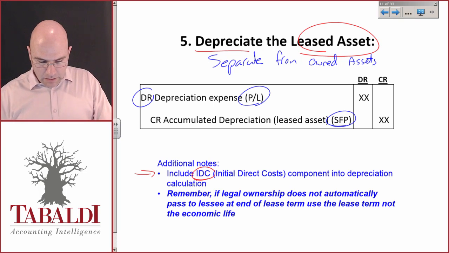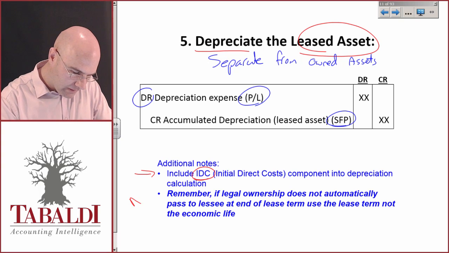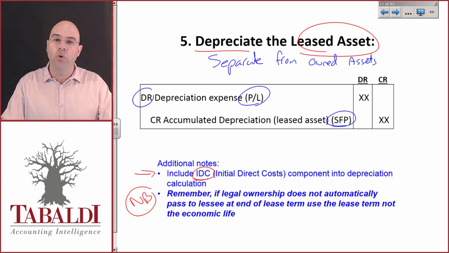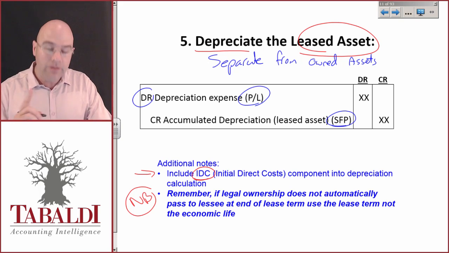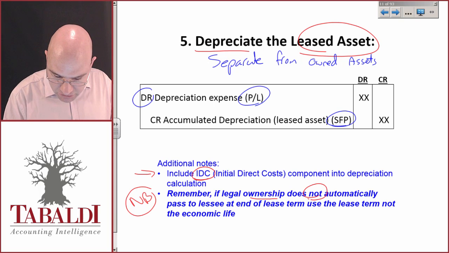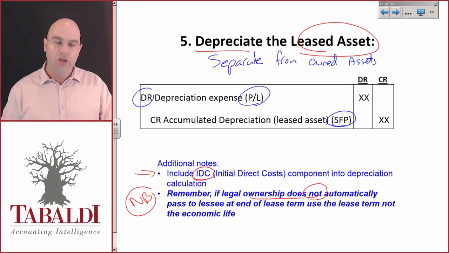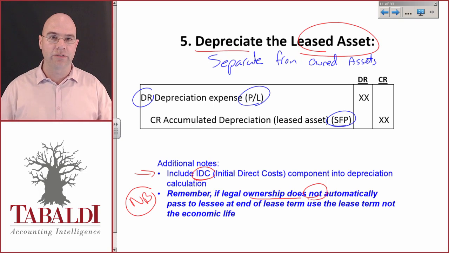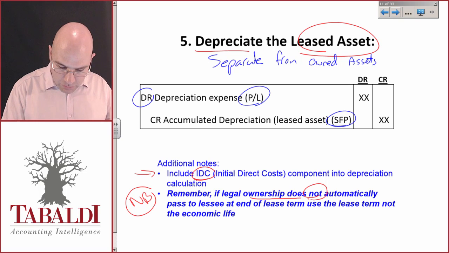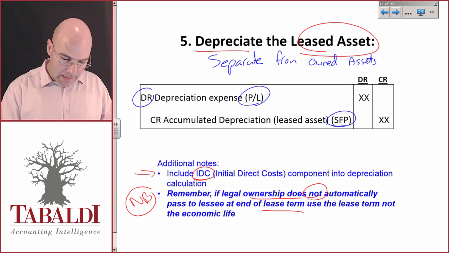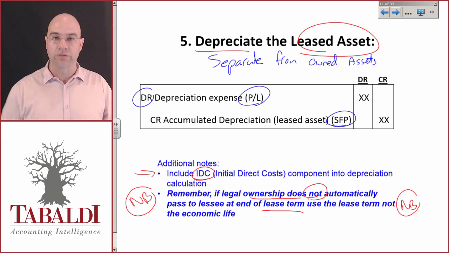There's a very important thing that I need you to note. The depreciation period may not always be the economic life. If, for whatever reason, legal ownership does not automatically pass to the lessee, remember, it's not a requirement in the lease that legal ownership passes. So if it does not pass, then you will use the lease term and not the economic life, right? That is very, very important.